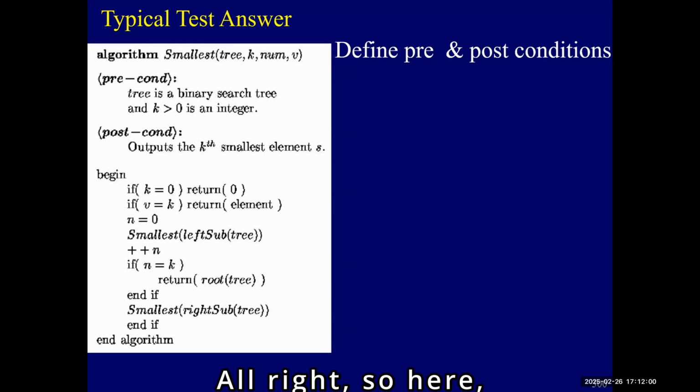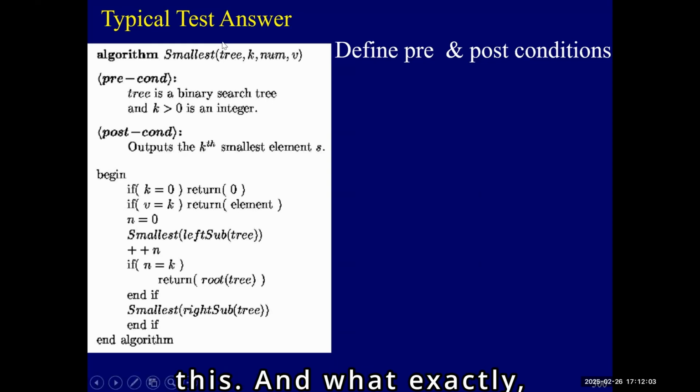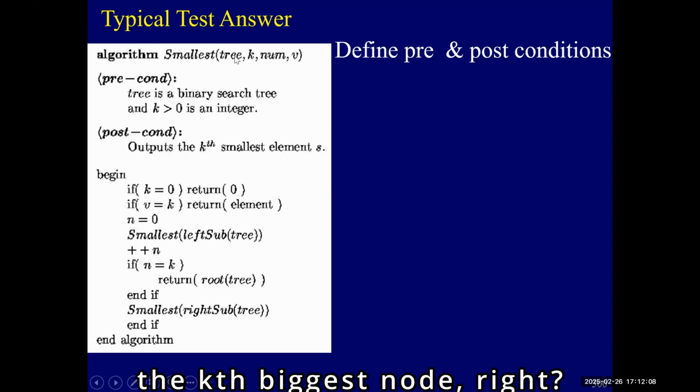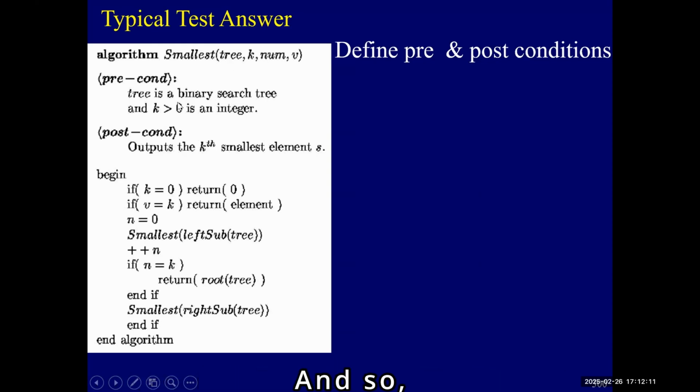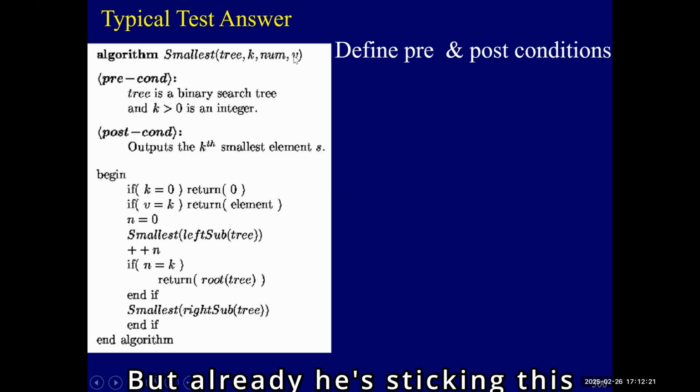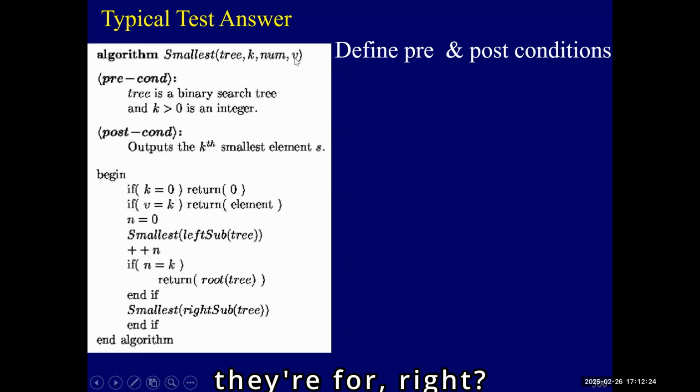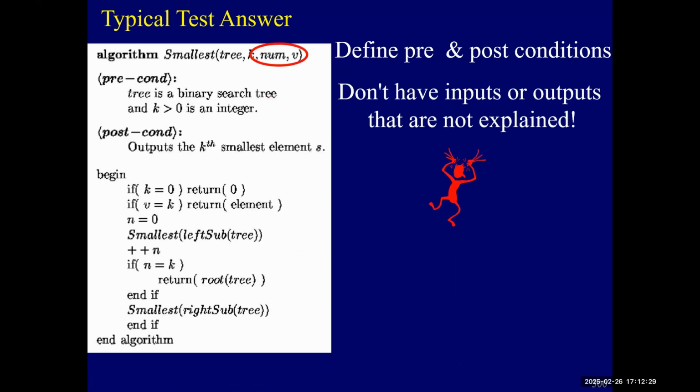All right, so let's think about this. What it does doesn't really matter. I have some tree, and I'm trying to find the kth smallest node. My precondition is I have a tree and I have a k, and I find the kth smallest node. But already he's sticking this num and v in there, which I don't know what they're for. If you want extra inputs, you can do them, but you better tell me what they're for. So I don't know what those are for.